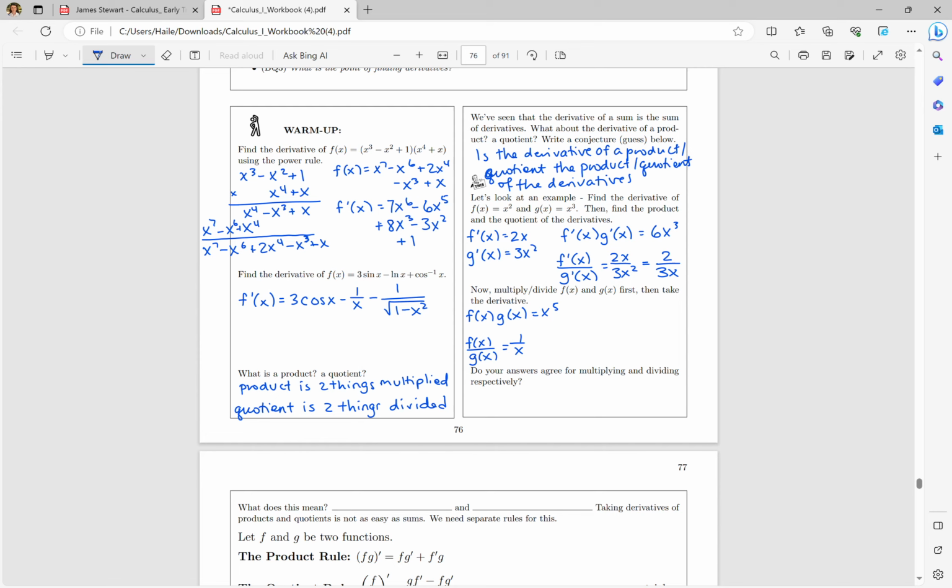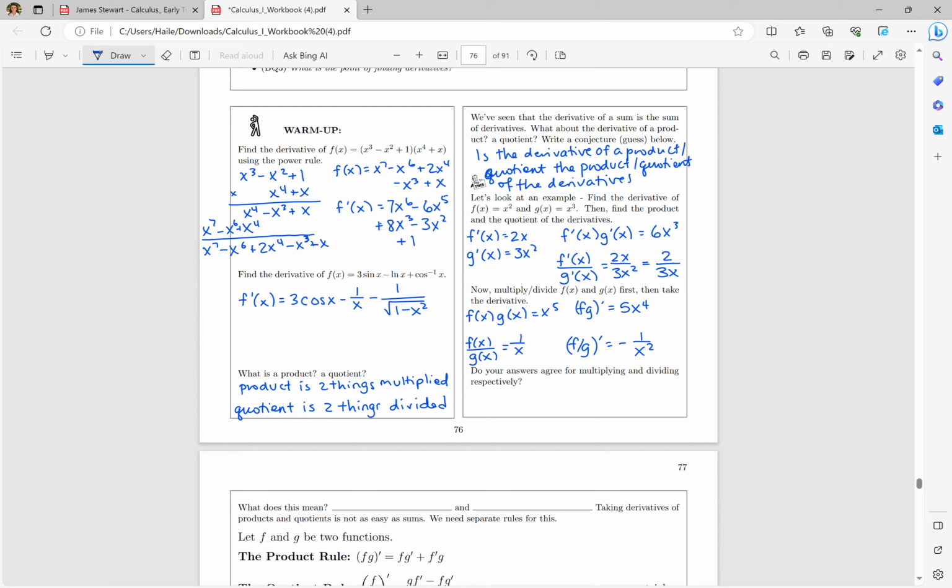Now if we take the derivative of each of these functions, we have that fg prime is equal to 5x to the fourth, and we have f over g prime is equal to negative 1 over x squared. So those are both just done with power rule. So now we want to see, do our answers for multiplying agree with each other, and do our answers for dividing agree with each other?